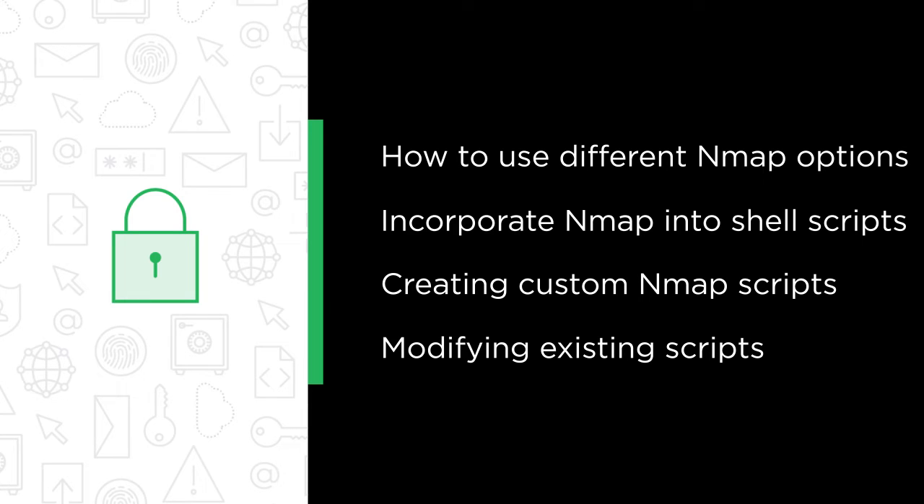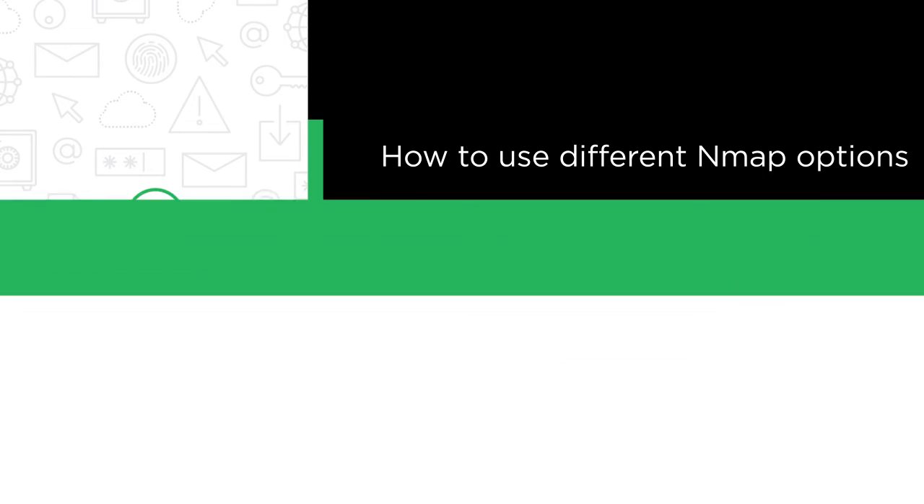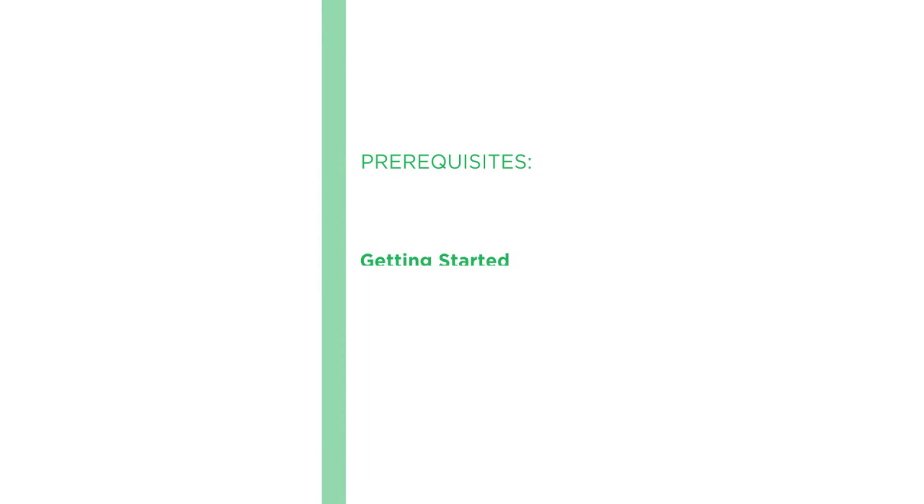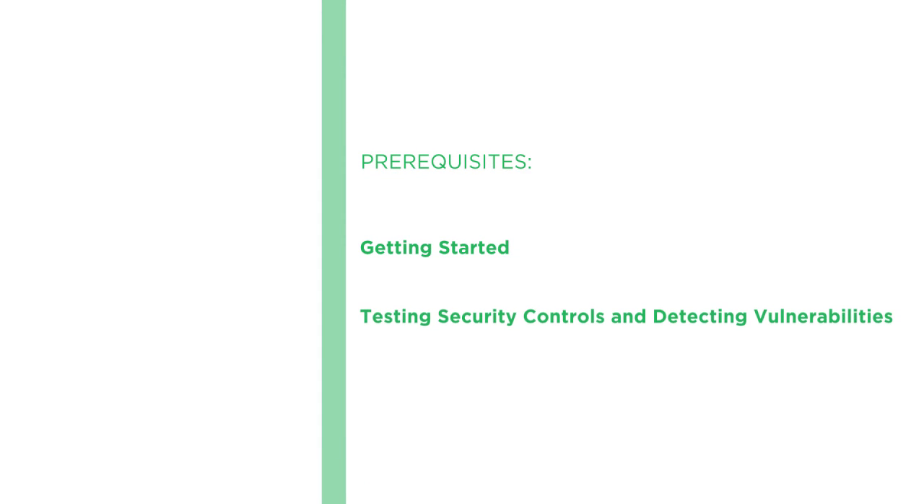This course is the next step on your journey to understanding and effectively implementing Nmap, so it's recommended that you have some familiarization with the tool, or watch the Getting Started course and Testing Security Controls and Detecting Vulnerabilities with Nmap before you begin this one. While all the examples in this course are run from a Linux command line, the GUI version is available and can be used if that is your preference.